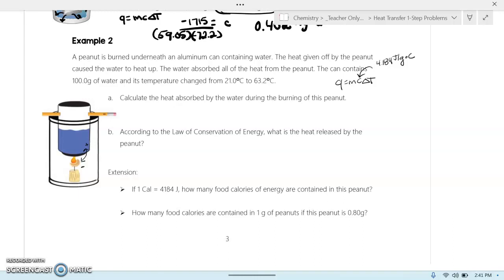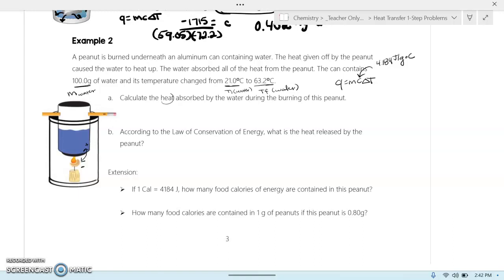The heat given off by the peanut causes the water to heat up. The water absorbs all of the heat from the peanut, just like we talked about. The can contains 100 grams of water, so there's our mass of the water. And its temperature changed, so there's temperature start, temperature final, both of the water. And we want to calculate the heat absorbed by the water during the burning of the peanut.